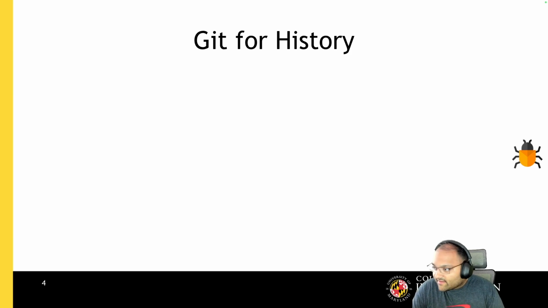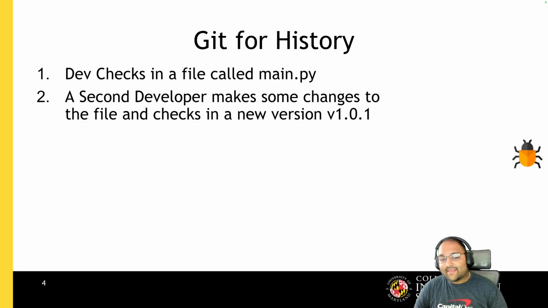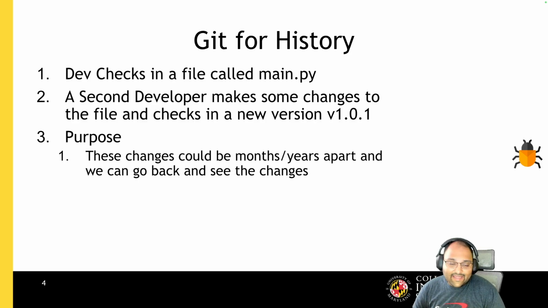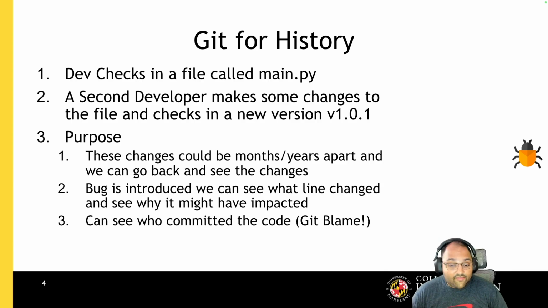So now from there, let's start talking a little bit about how Git can be beneficial for history, right? And this is, in my belief, one of the best uses of Git. So let's say a dev checks in a file called main.py. Then a second developer makes some changes to the file and checks in a new version, v1.0.1, right? These changes could be months or years apart. And so what can happen is we can go back and see the changes. Let's say maybe a bug is introduced. We can go and see what line changed and why it might have impacted. And we can also see who committed the code with this command called git blame.